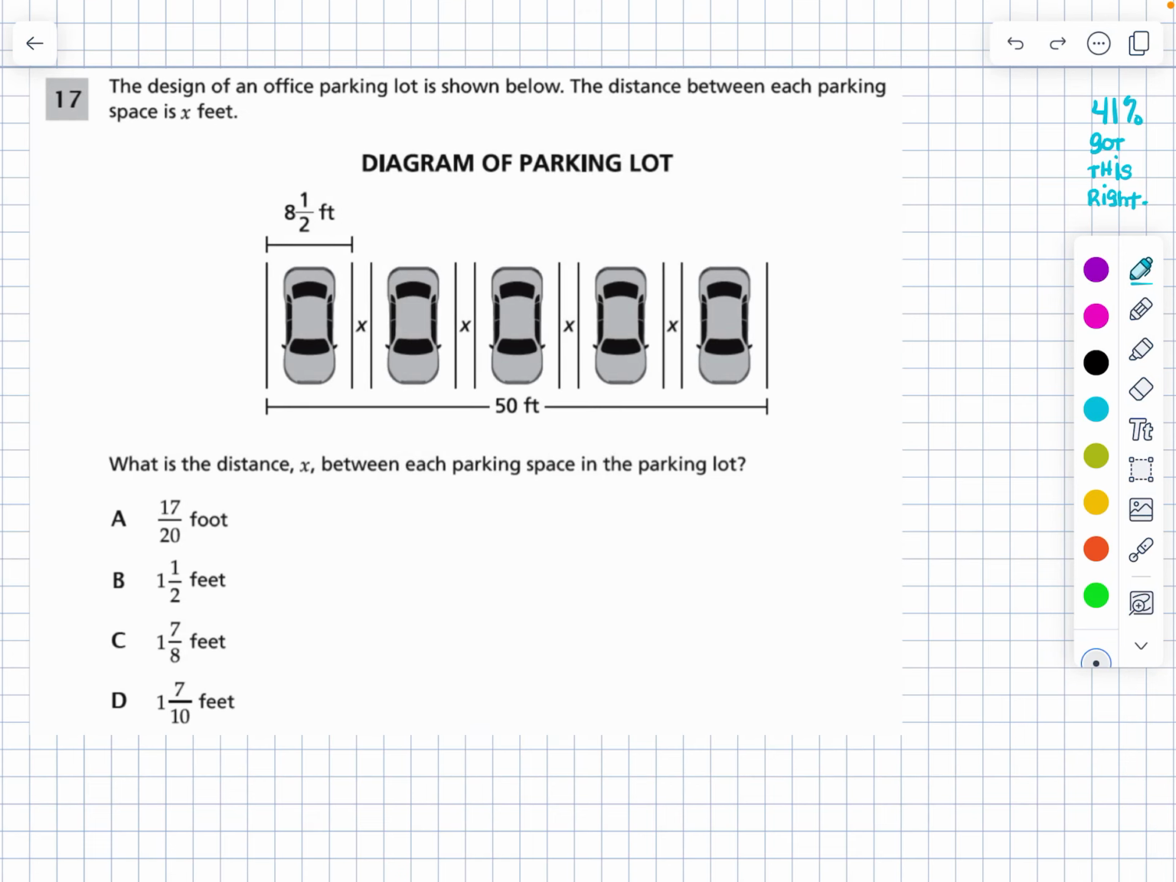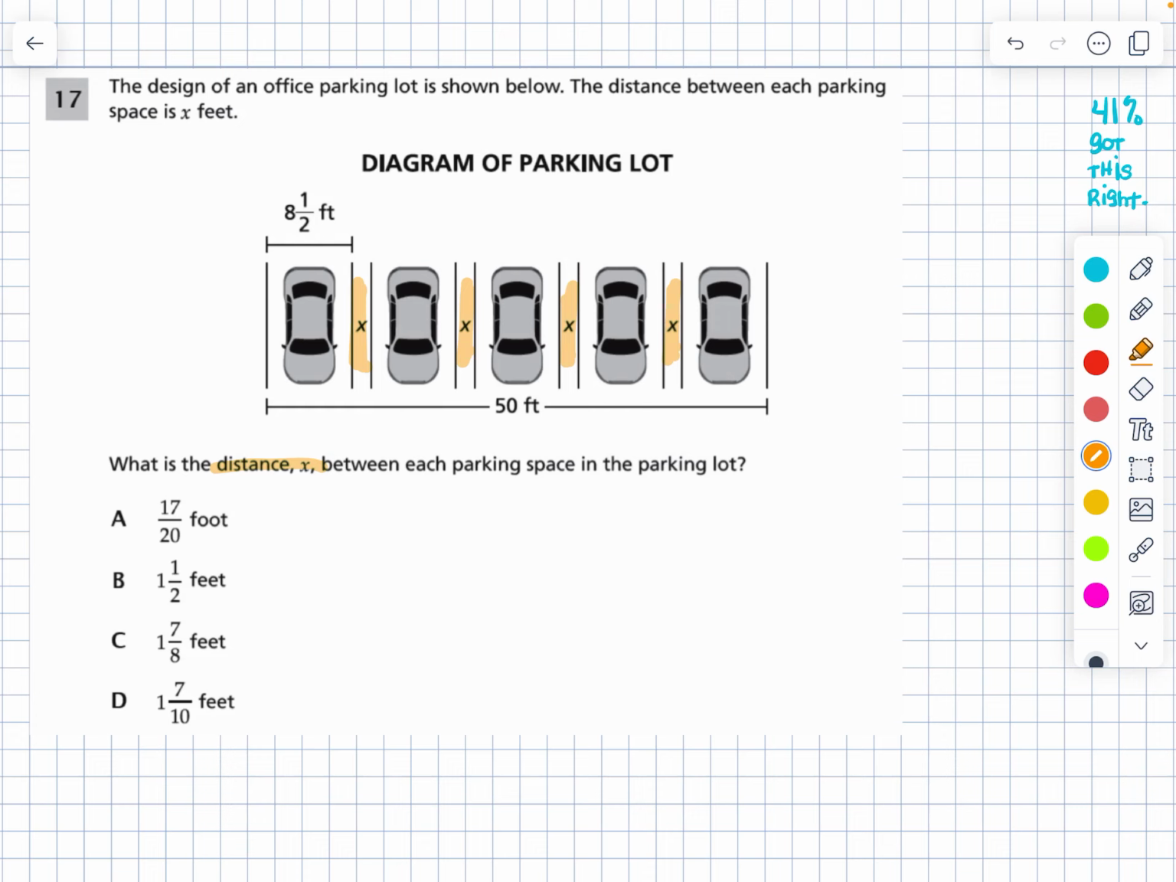Okay, in this question, they say the design of an office parking lot is shown below. The distance between each parking space is X feet. So here between each parking space is X feet. All right, so we don't know what that is. And it's asking, what is the distance X between each parking space in the parking lot?